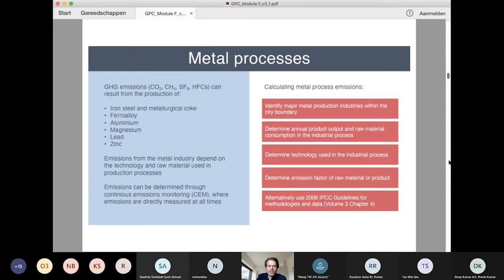And then finally, metal processes. This can release CO2, CH4, SF6, and HCFCs, and this is the production of steel, alloys, aluminium, magnesium, lead, zinc. And again, the emissions here depend upon the technology and the raw materials used. And similar to the chemical industry, they do tend to be measured through a continuous emissions monitoring system within these facilities. And the same process, identify the major industries in your city boundary, determine outputs or inputs, technology used, find an emission factor either from your industry body, your national inventory compiler, or use IPCC guidelines.